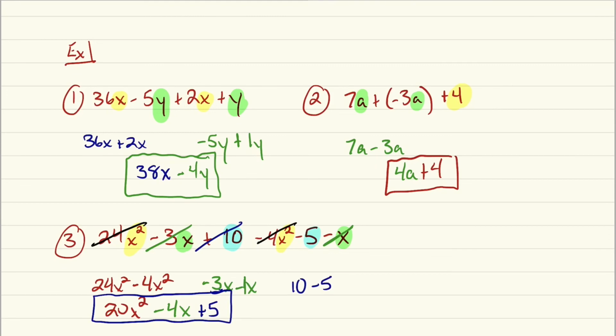So again, all we have to do is find our variable and exponent combinations, group them together, do the math on the coefficients, and let the variable exponent combo just come along for the ride.